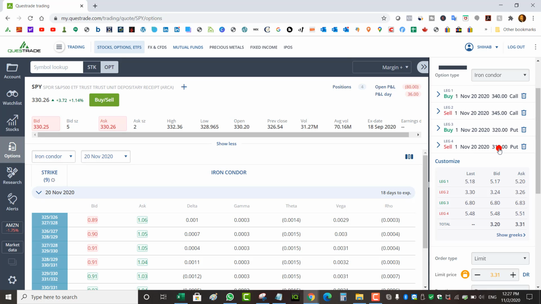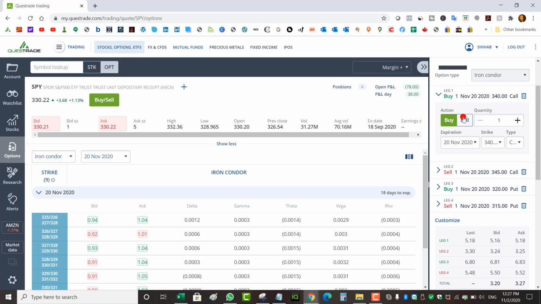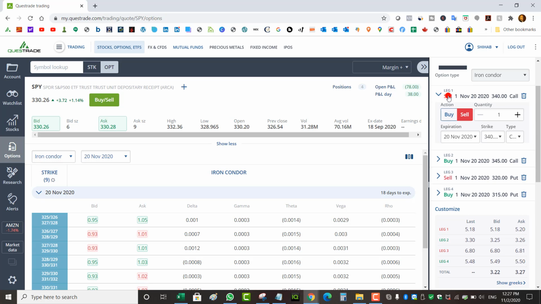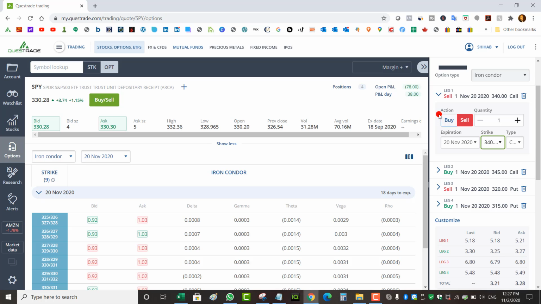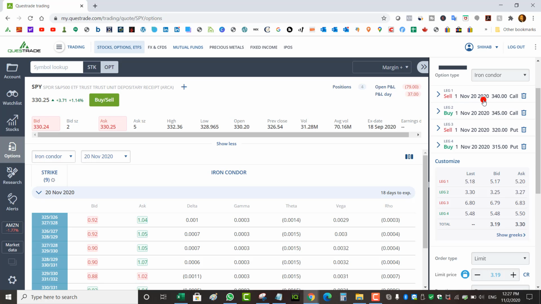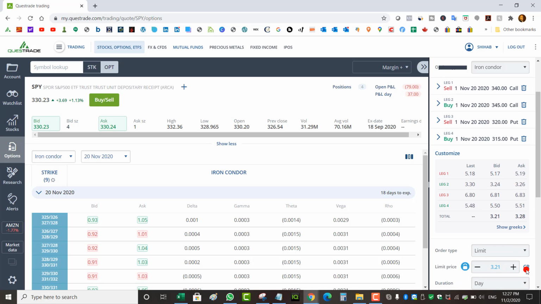But if I wanted to sell an iron condor, same thing. I simply click on sell. Let's say I wanted to keep the exact same strikes. I simply click on sell. If I wanted to change my strikes, I just go here and change them. But then just by clicking sell, I've changed my assumption completely. And look, I'm getting a credit this time. Instead of paying, I'm actually getting a credit, CR. So this money will be deposited into my account right away as soon as I sell this iron condor.